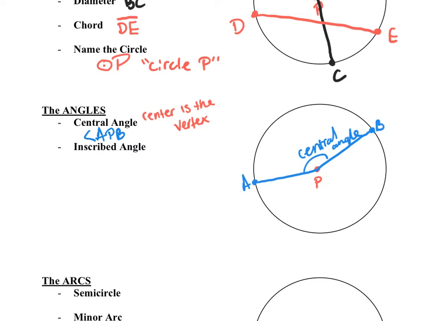Okay, then we have an inscribed angle. This is an angle whose vertex is on the circle. Vertex on the circle. So let's say we have our point vertex over here, and then the inscribed angle is just going to go into the circle. So here's my inscribed angle.